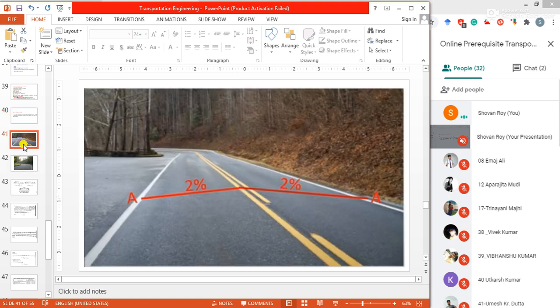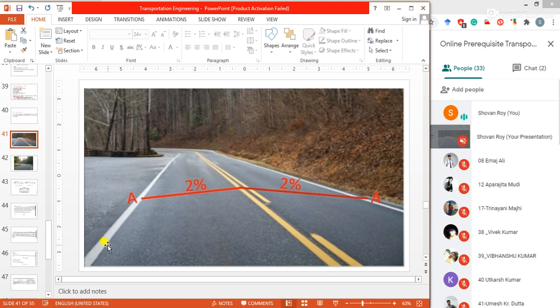What is camber actually? This is camber. This is the shape of camber. During construction we can construct the road in this shape, and throughout the road we should provide such a shape to drain off the rainwater from the road surface. Also, normally we provide a drain or drainage system along the roadside, so that water can easily drain out from the road surface.